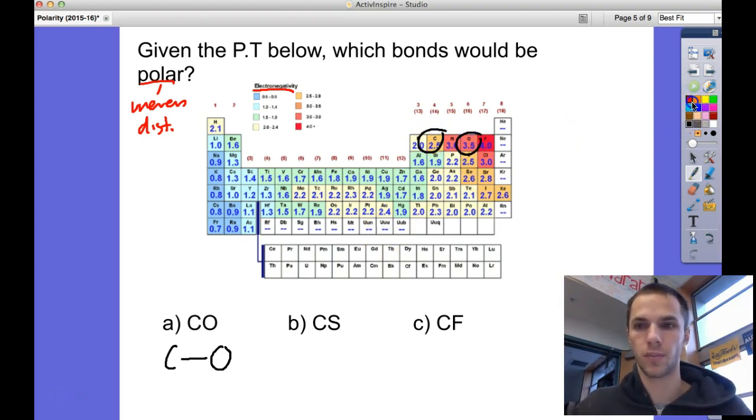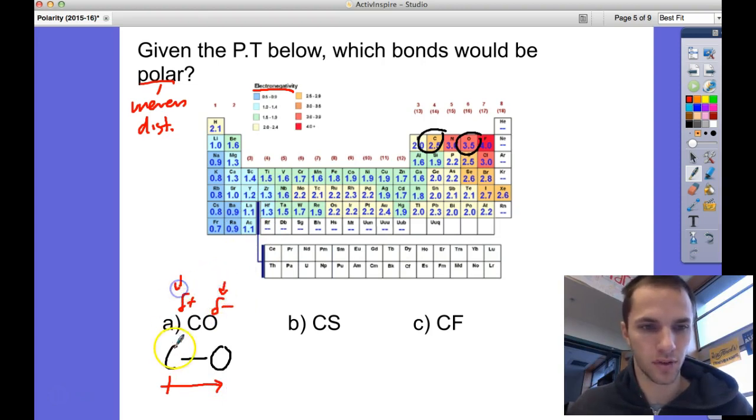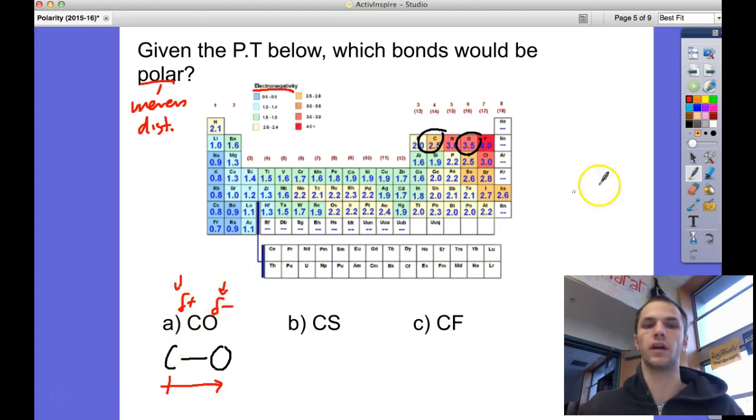Those are not equal. So as a result, oxygen is going to be slightly negatively charged because it has a greater electronegativity. Carbon would be slightly positive. So the way I would draw the dipole moment would be like this. I could also use these symbols and put them on the bond. Either way shows the polarity. Go ahead and try the next two for practice.